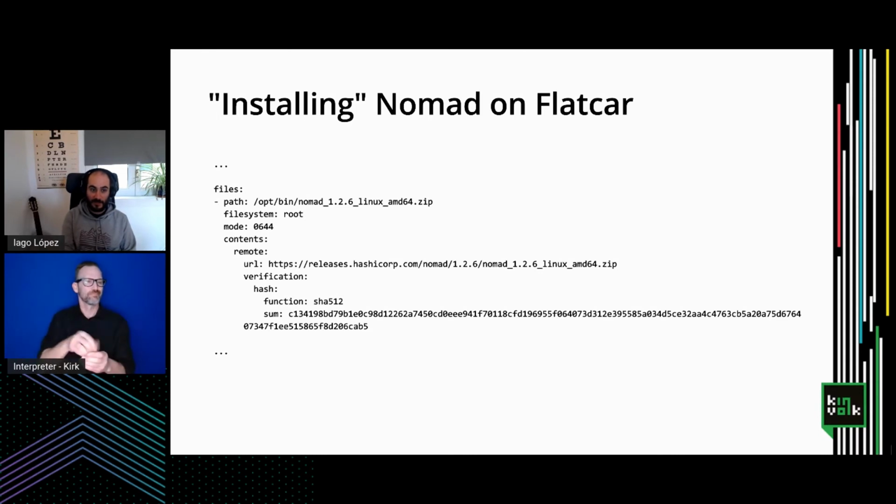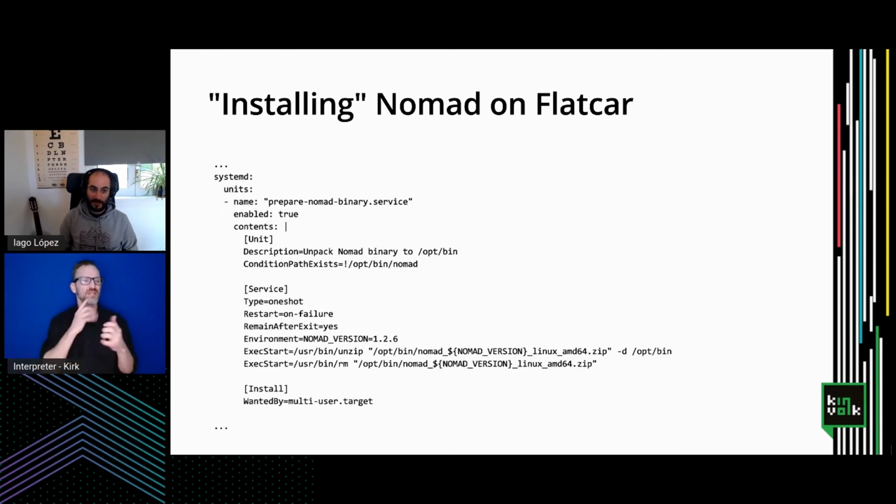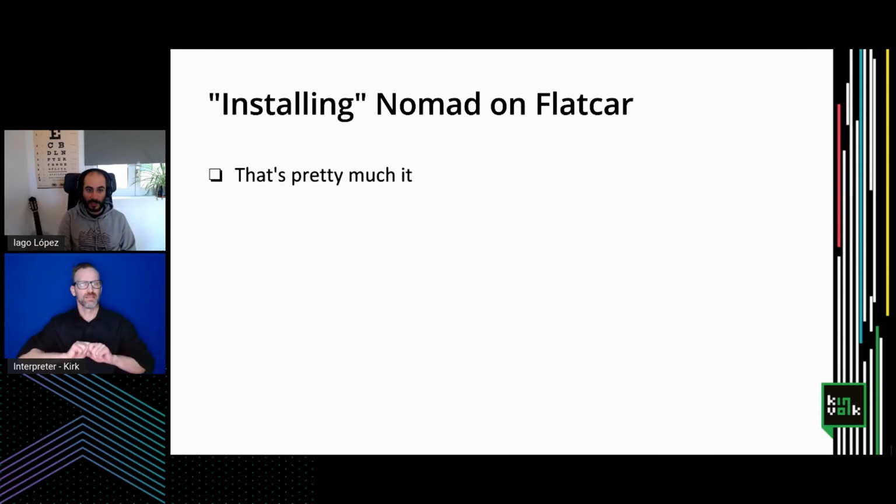So combining this with a systemd unit that extracts this zip binary in /opt/bin, you can get the Nomad binary where you expect it to be. And if the Nomad binary is already there, it won't extract it, of course. This is the condition path exists that you see at the top. And this is a nice way to have your binary deployed. And so that's pretty much it.